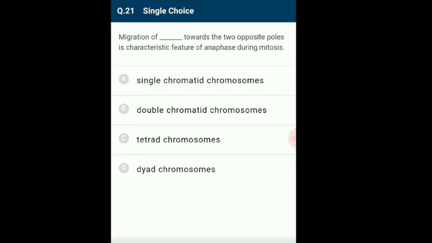Question number 21. Migration of dash towards the two opposite poles is the characteristic feature of anaphase during metaphase. During anaphase of metaphase, kinetochores are pulled apart by spindle fibers. As a result, centromeres split and chromatids are separated. These chromatids are known as daughter chromosomes, which start moving towards opposite poles. So the answer is option A, single chromatid chromosome.